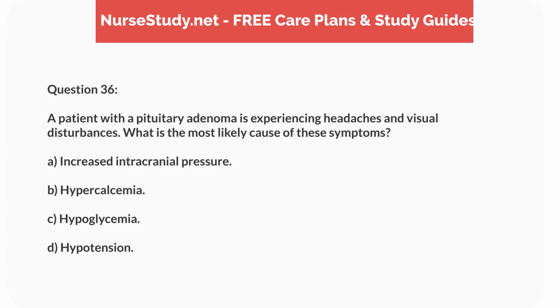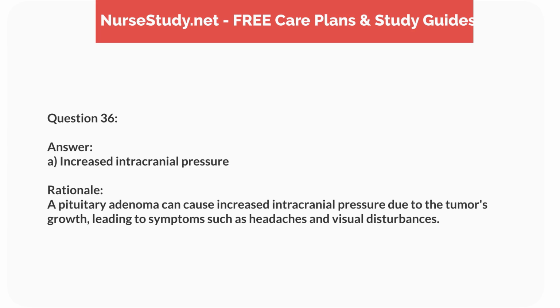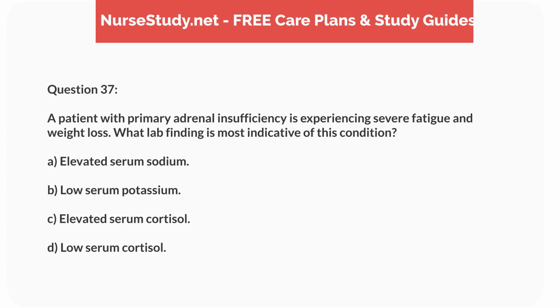Question 36. A patient with a pituitary adenoma is experiencing headaches and visual disturbances. What is the most likely cause of these symptoms? A. Increased intracranial pressure. B. Hypercalcemia. C. Hypoglycemia. D. Hypotension. Answer. A. Increased intracranial pressure. Rationale. A pituitary adenoma can cause increased intracranial pressure due to the tumor's growth, leading to symptoms such as headaches and visual disturbances.